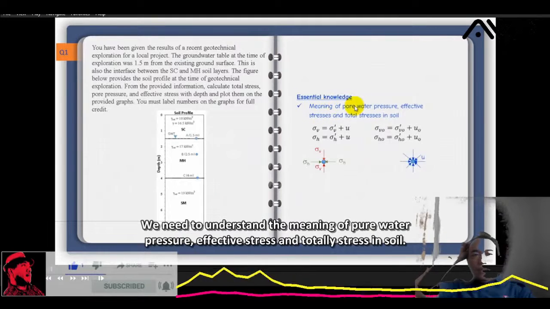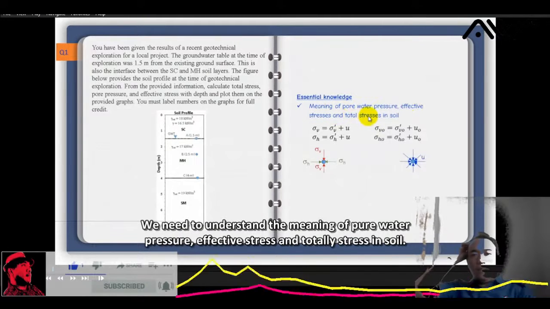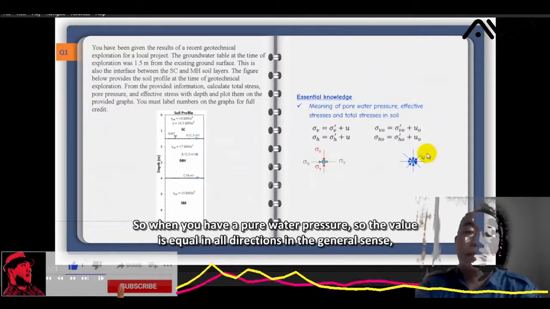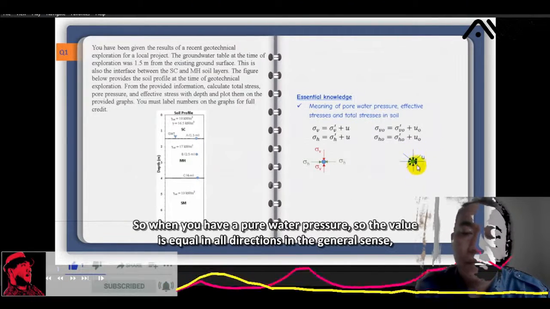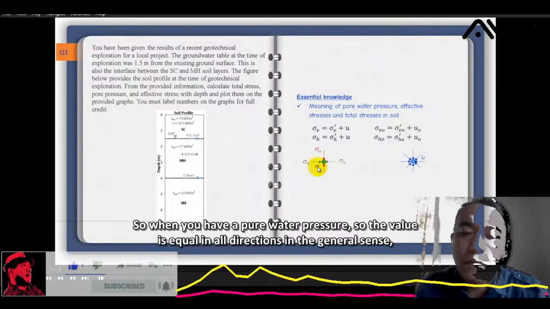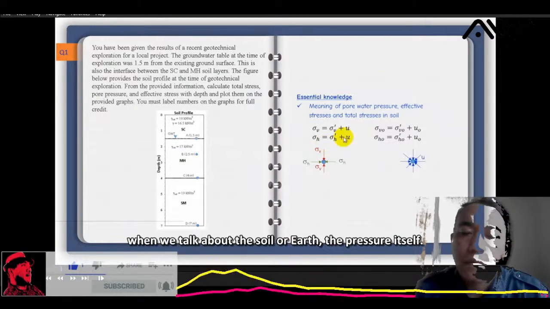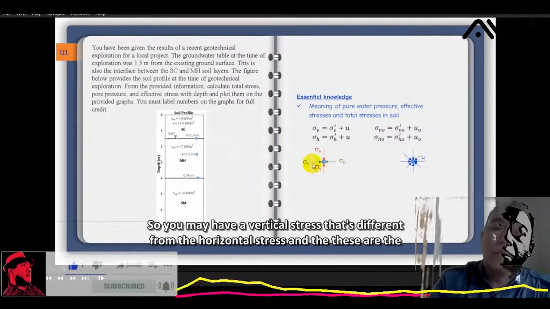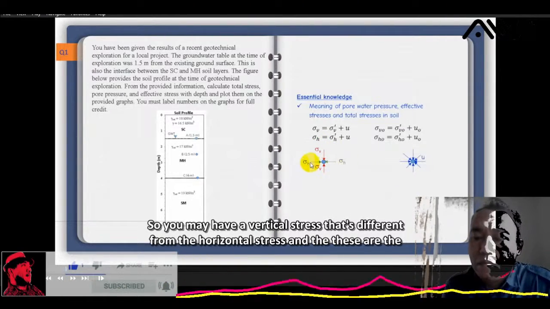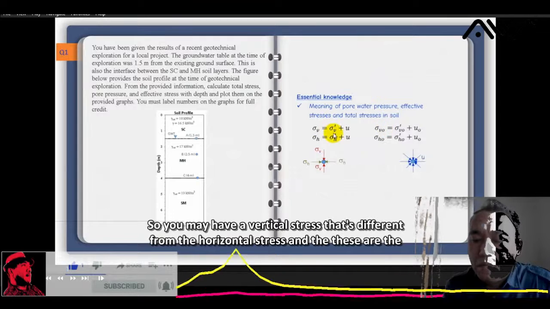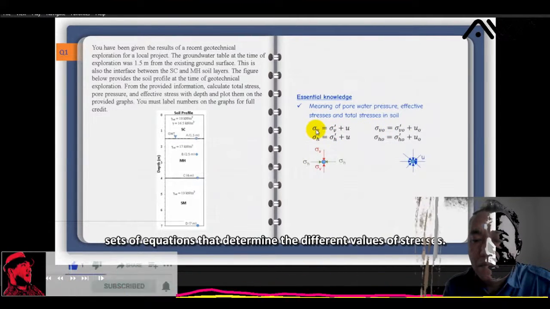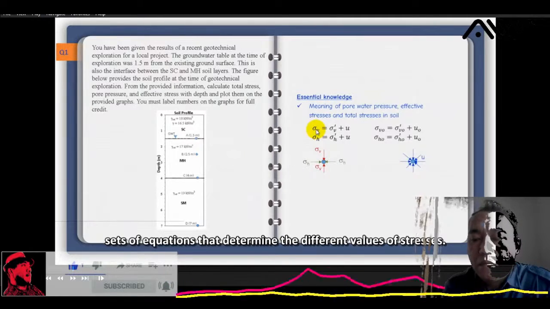We need to understand the meaning of pore water pressure, effective stress, and total stress in soil. When you have a pore water pressure, the value is equal in all directions. In the general sense, when we talk about the soil or earth pressure itself, you may have a vertical stress that's different from the horizontal stress. And these are the sets of equations that determine the different values of stresses.